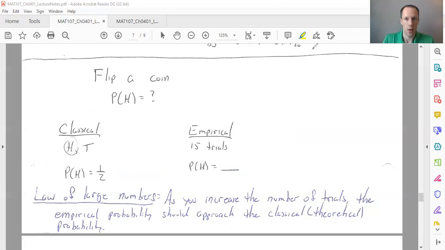Okay, that's an overview and an introduction to probability in chapter 4.1. We'll use some of these concepts as we go forward into chapter 5.